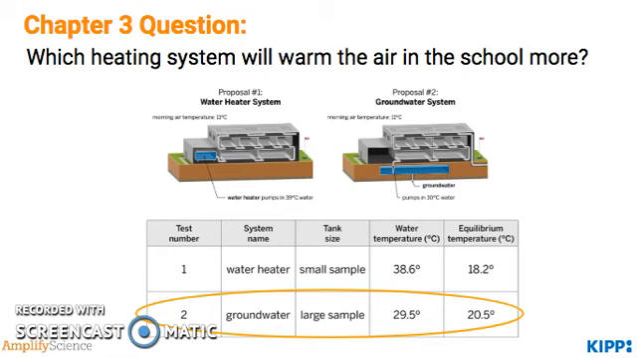We find out that water system 2, using the larger but cooler water tank, will reach a higher equilibrium temperature and therefore is a better choice for the school.